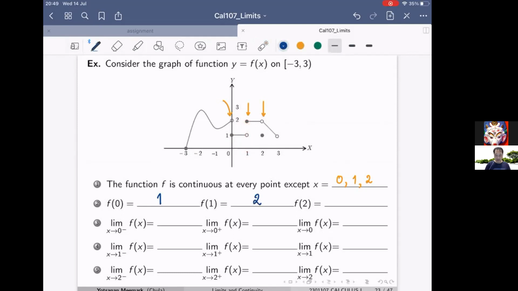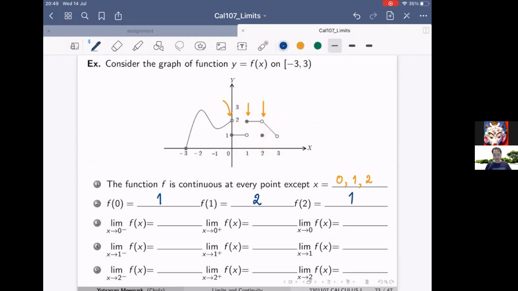How about f at 2 right here? So this one you already hit the graph. Actually, this was one of the graph as well, not this one, because here is the white dot. So here is the function value when x is 2, which is 1.